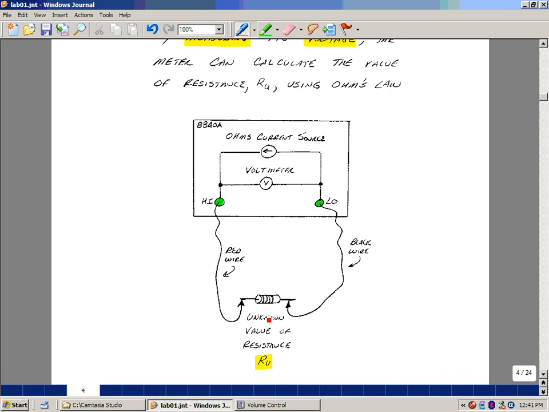Suppose we had an unknown resistor here, and we took a cable, and we connected up, we'll look at a grabber cable in a little bit, to each end of this resistor. The current would then flow through here and back through here. The voltmeter is a very high resistance element, so very little current goes into it.